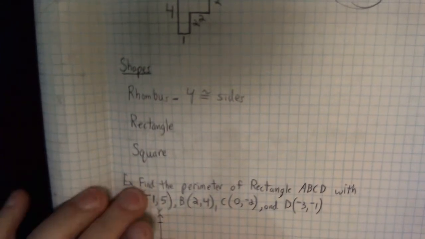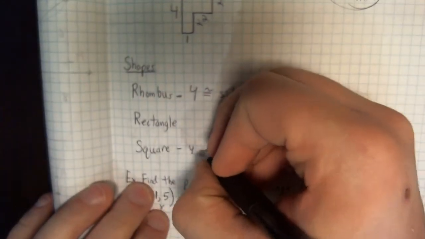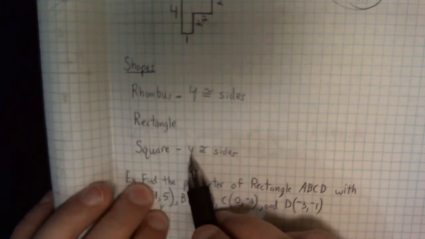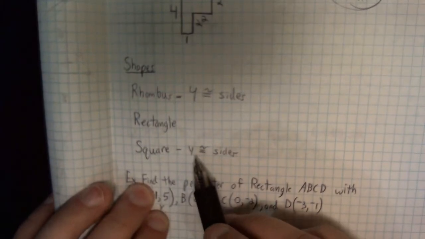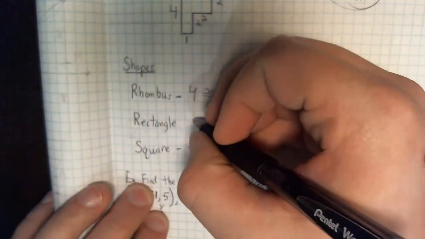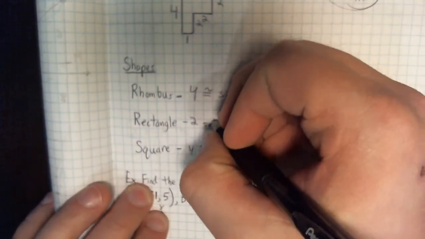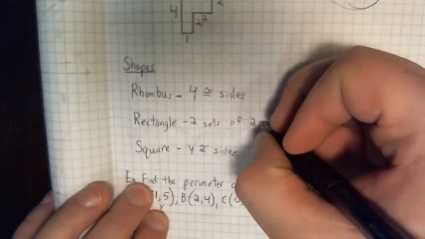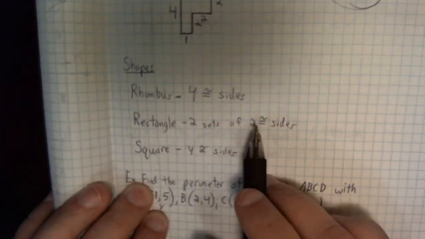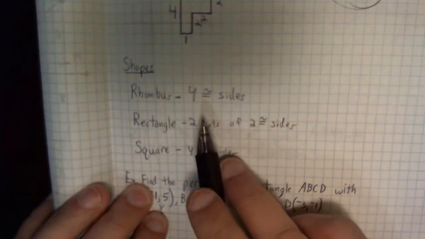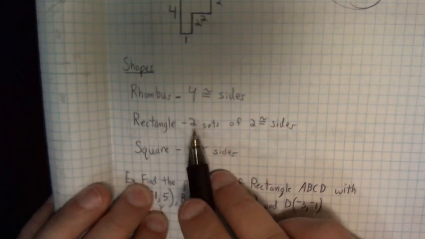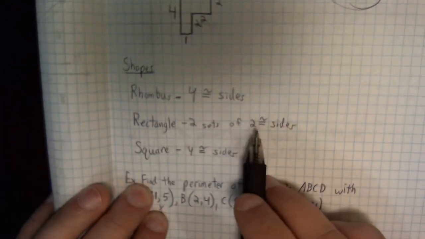Okay, same idea with a square. We already know that squares have 4 congruent sides. So again, I just have to find one side, multiply by 4, and I will get the perimeter of a square. Rectangles are a little bit different. We have 2 sets of 2 congruent sides. So if I find one of each of those sides that happen to be not congruent to each other, I will get the other 2 for free.